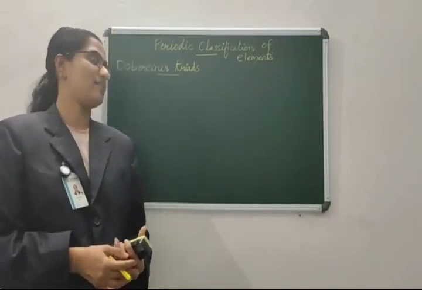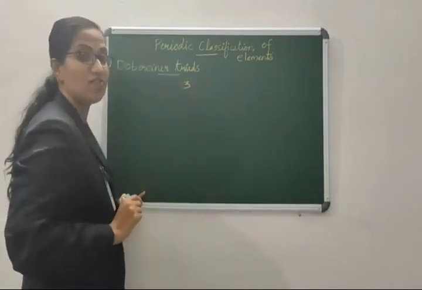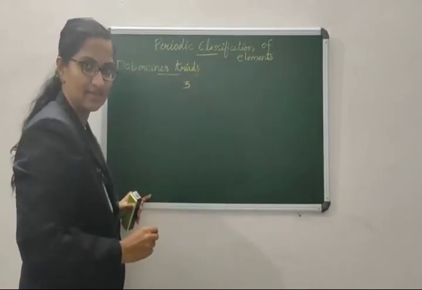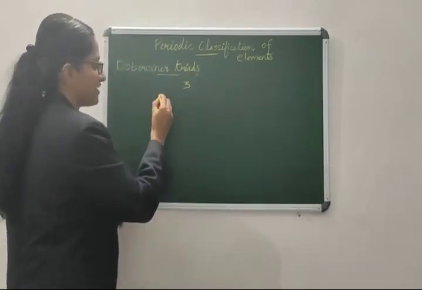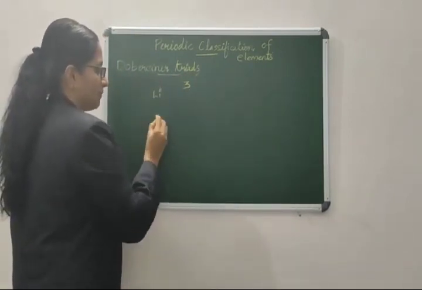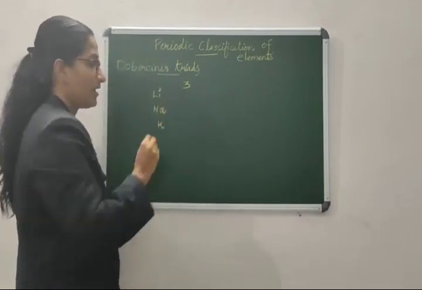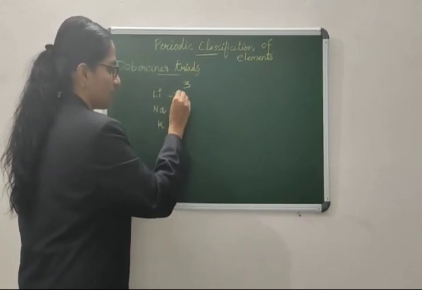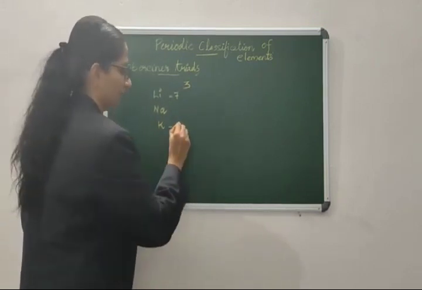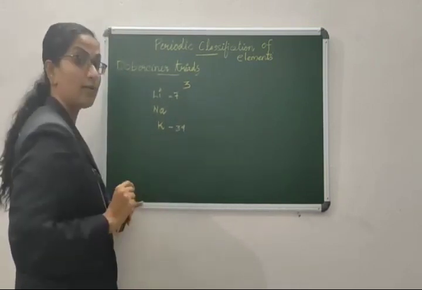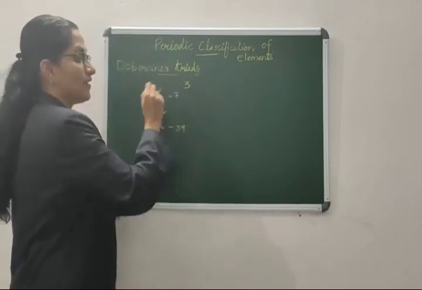He tried to classify the elements into sets of three. A set of three is known as a triad. Hence, it is known as Dobereiner's triads. He had taken a first set, that is lithium, sodium and potassium. The mass of lithium is 7 atomic mass units and the mass of potassium is 39. And what is the mass of sodium? That is Dobereiner's law.